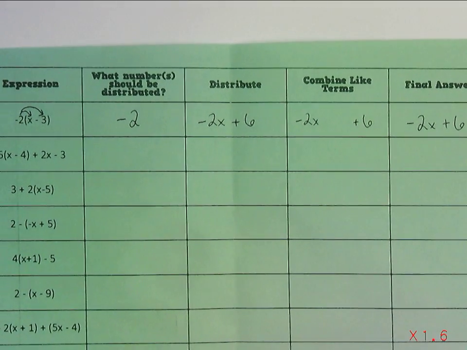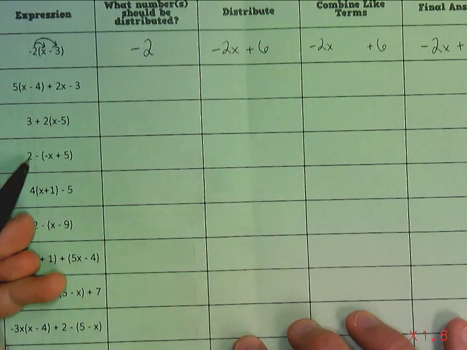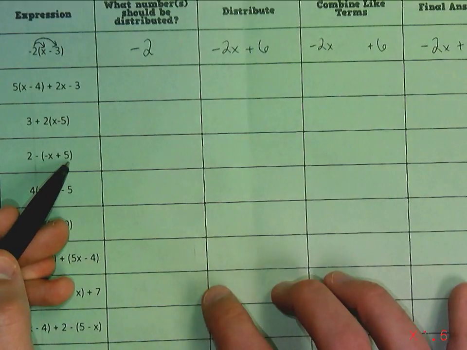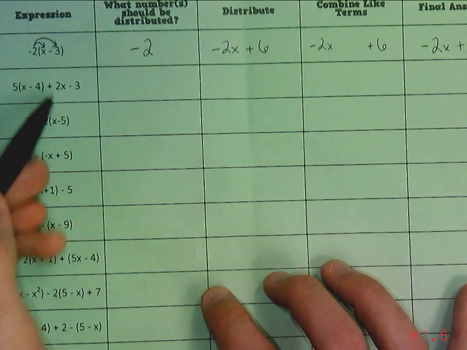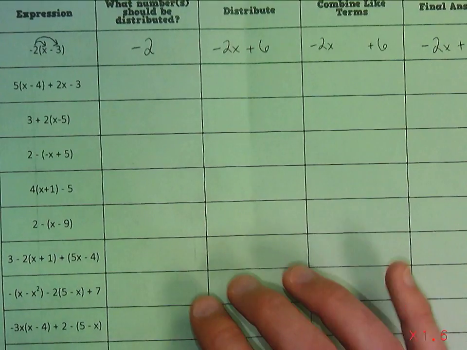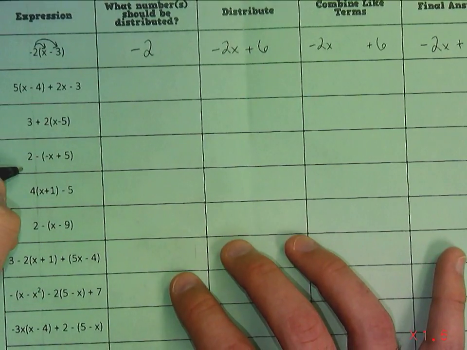So that's our first one there. Now let's jump down to this one where it says 2 minus the quantity -x plus 5. And these other ones that I'm skipping over, I'll have you try those on your own here in a minute, but we'll go through a couple examples together. Now this one is kind of tricky.